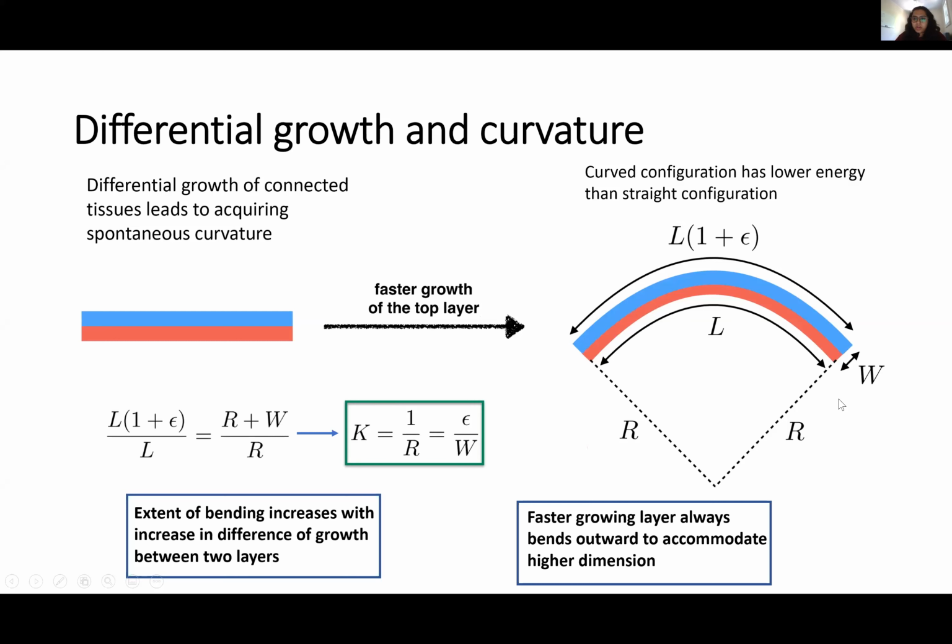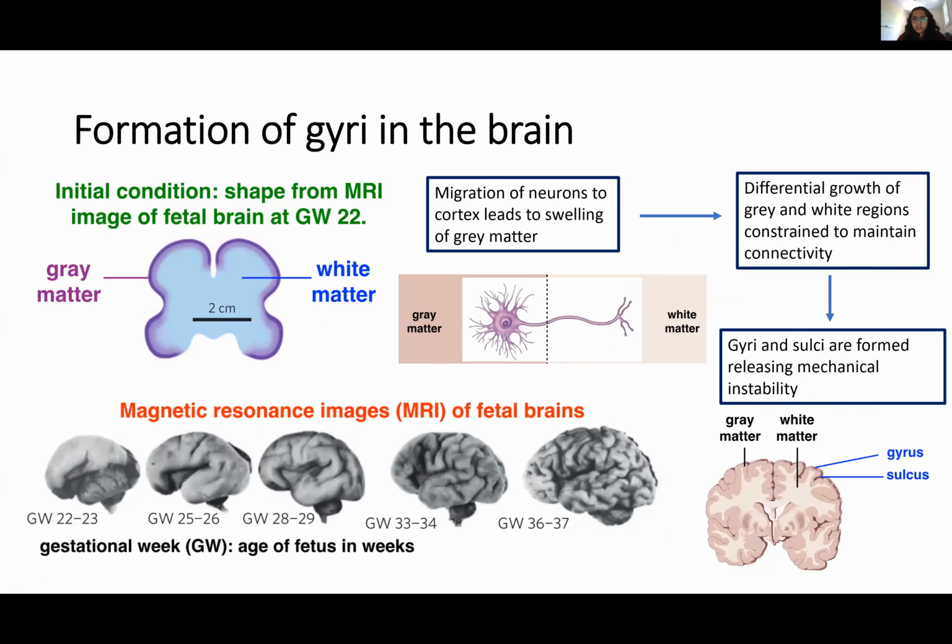And as you can see, the faster growing layer would always bulge outwards, just to accommodate the increased length. And so now we can intuitively try to understand why the folds in the brain happen. What we know is that the neurons migrate from the white matter to the gray matter, which leads to swelling of the gray matter during the development of the brain. So now we know that the gray matter is growing faster than the white matter, and so you can expect some kind of curvature to be formed in these regions.